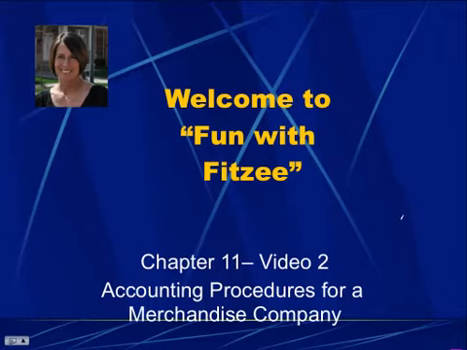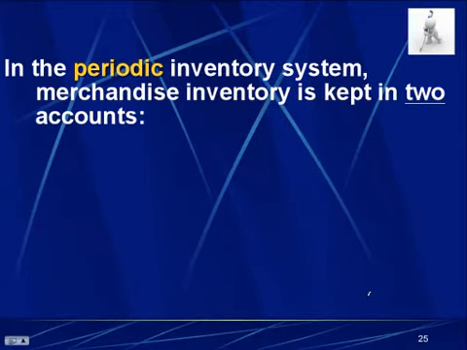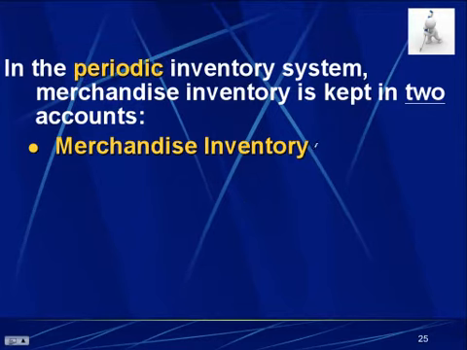Now we're going to start getting into the journal entries for a merchandise company. Remember, we're looking at the periodic inventory system instead of the perpetual. In the periodic inventory system, merchandise inventory is kept in two accounts. The first one is merchandise inventory. This goes on the balance sheet, and it's a current asset, right? You know this from the last video.